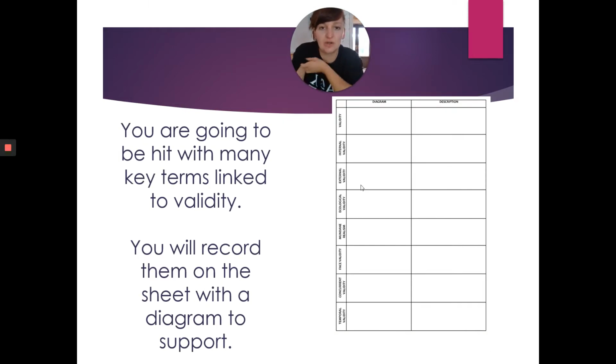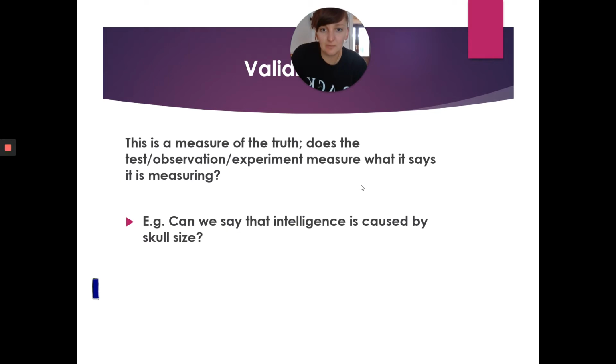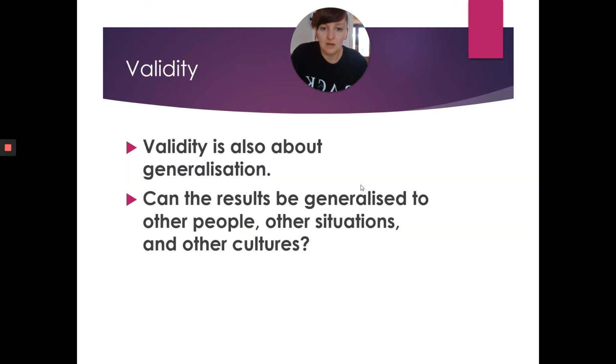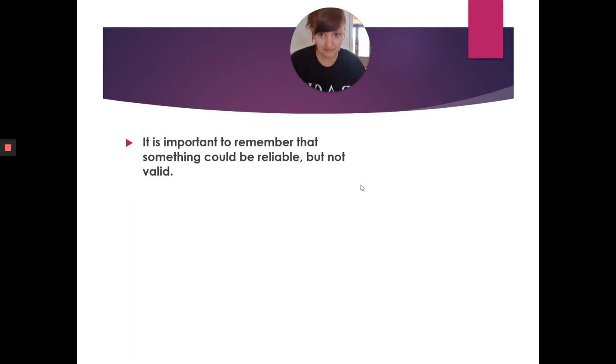Got a knowledge organizer for you to work through for the different descriptions for each of them. And you think of a bit of research as well to back it up. That would be even better, because for AO3, you can bring in research methods to really bulk that up. So it's also about generalization. So not only is it important for something to be accurate and true, can it be generalized to other people, other situations, other cultures? If it can, then it's said to have good internal and good external validity.